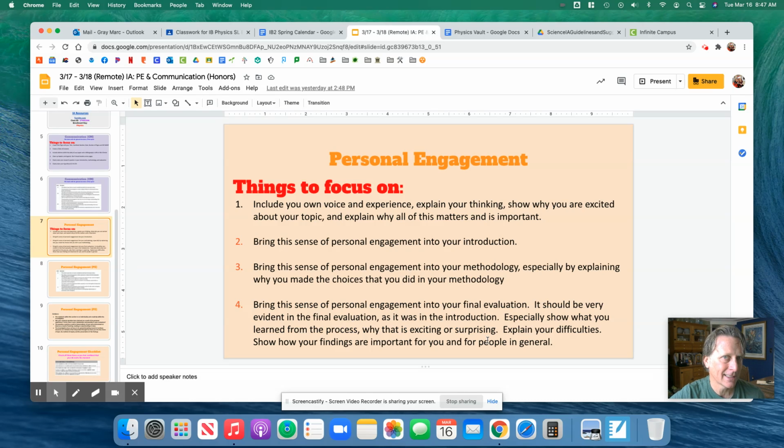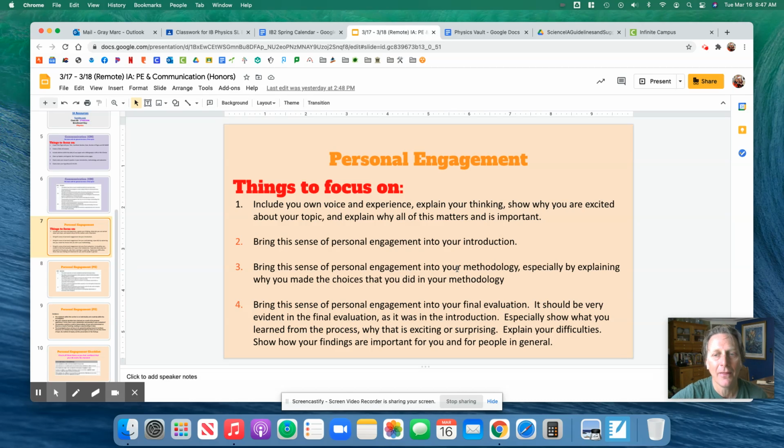We don't want to see any separated out personal engagement section. I would never even say the word personal engagement in the lab at all. But you want to show it in that introduction. You want to come into the methodology section and you want to show it in the methodology. Why did you make the decisions that you made? What influenced your decision-making process? How did you make the deciding factor to control this variable? You want to explain your thinking in those areas. And that's really what this personal engagement is. It's explaining your processes and where you are going with this whole thing.